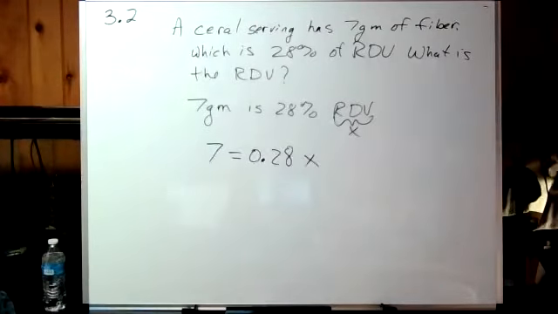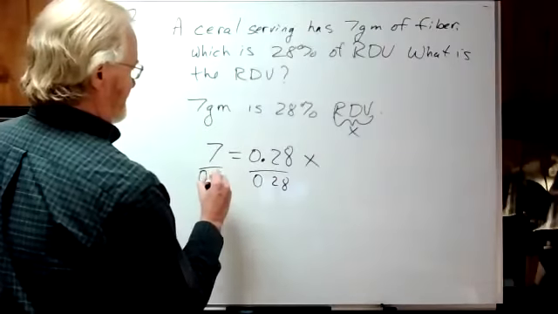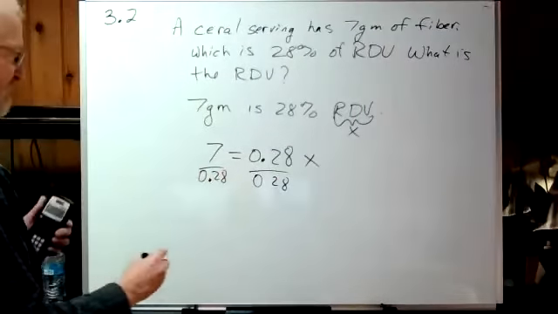Folks of a certain age start talking about fiber. All right, so how would I solve that? Hopefully that's pretty obvious here. Divide by that 0.28, which our calculator facilitates very nicely.